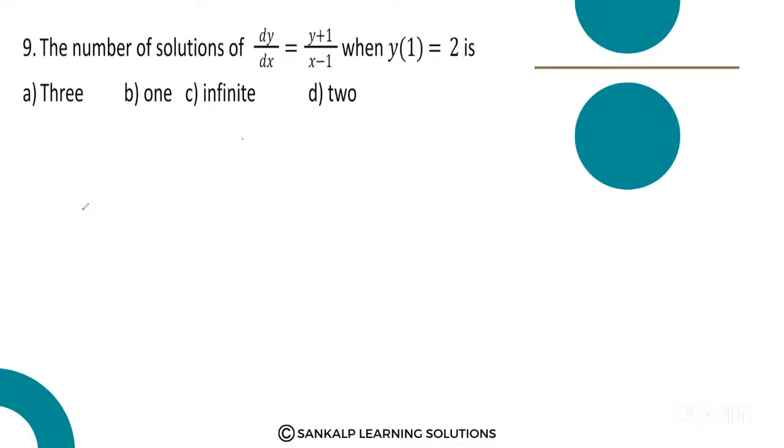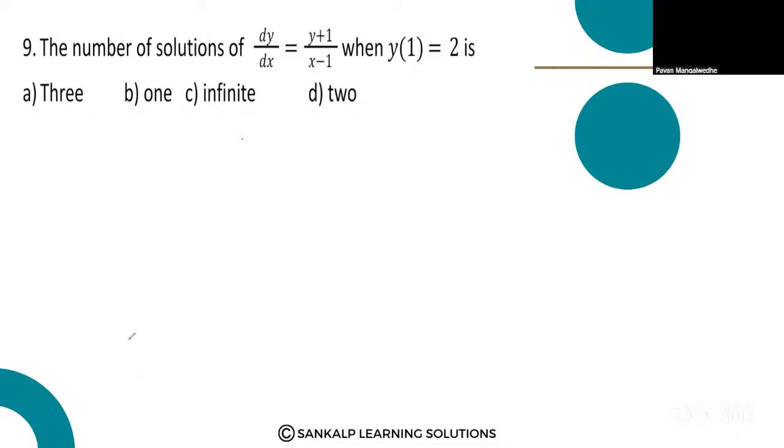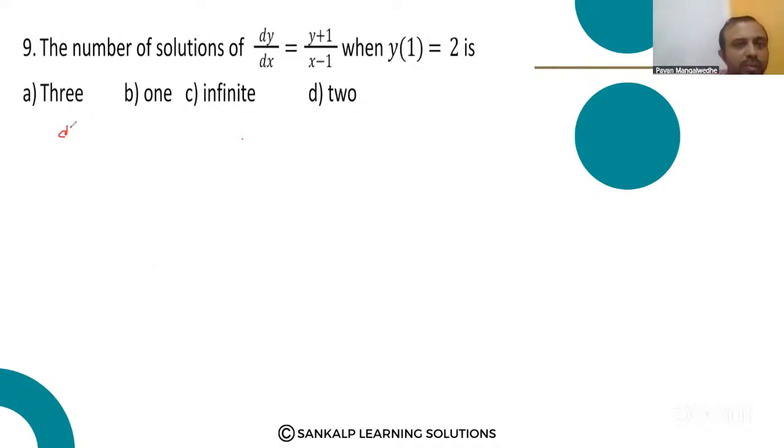So, dear students, let me start with this. dy by dx is equal to (y plus 1) upon (x minus 1). That is nothing but dy by (y plus 1) is equal to dx by (x minus 1), by cross shifting, that is, the y plus 1 denominator goes to the other side. So integrating on both sides, integrate it.